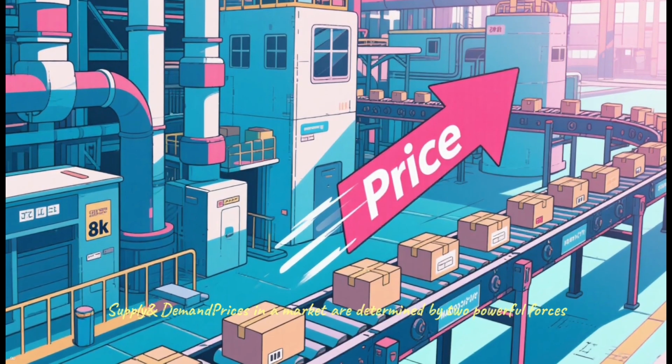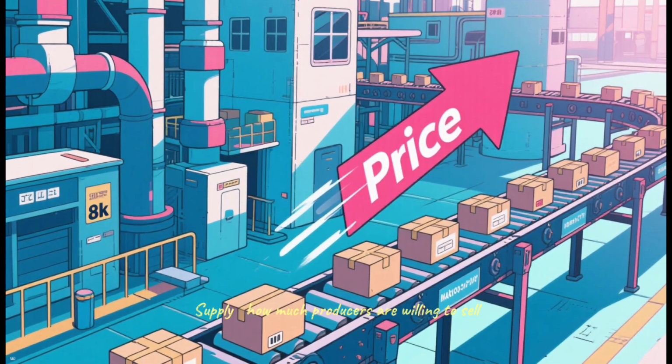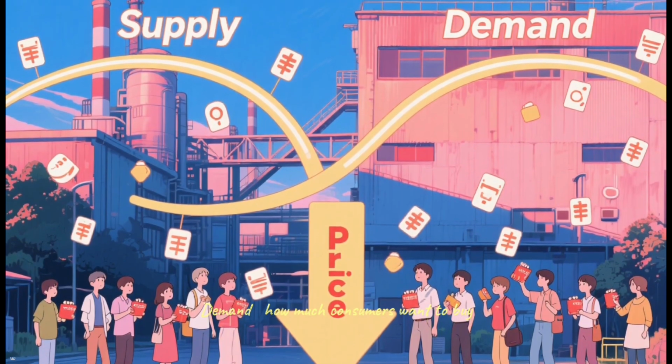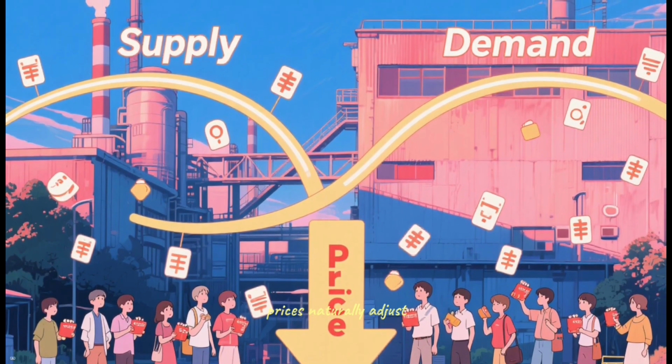Supply and demand. Prices in a market are determined by two powerful forces: supply, how much producers are willing to sell; demand, how much consumers want to buy. When supply and demand interact, prices naturally adjust.